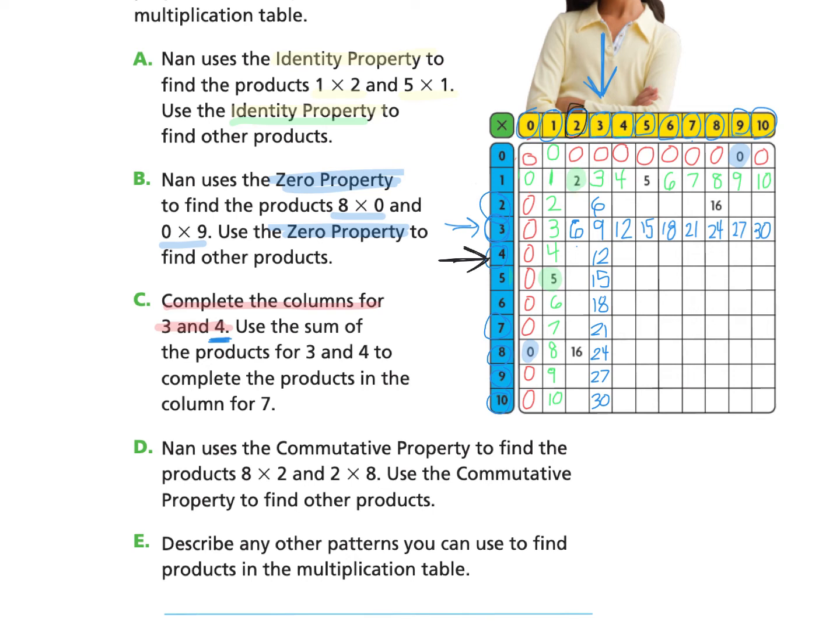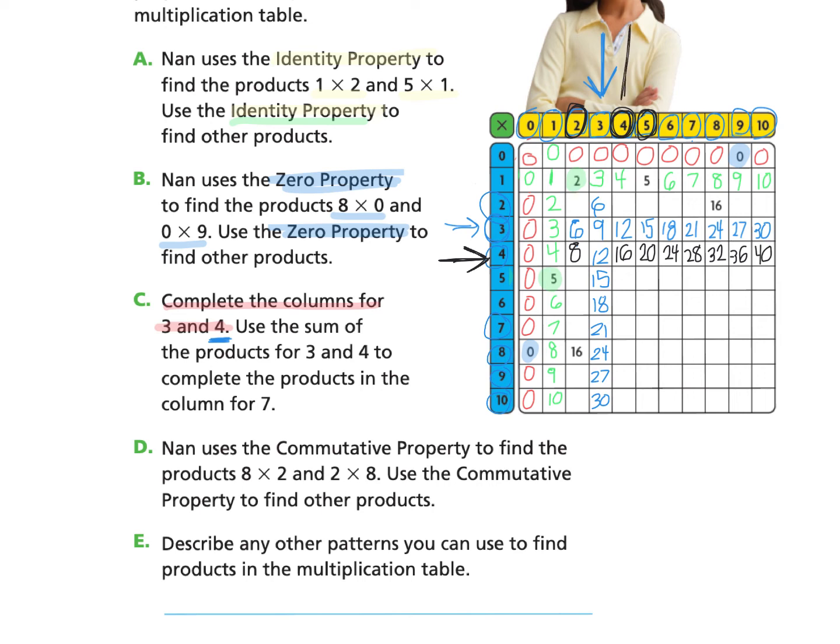So we need to know what 4 times 2 is, and that is 8, which would be 4 2 times. And then we already have 4 times 3. We need 4 times 4, so we can add 4 more to 12, or we know that 4 times 4 is 16. And we're going to keep adding 4 to the product before it. So 4 times 5 would be 20, then 24, 28, 32, 36, and our final is 40.